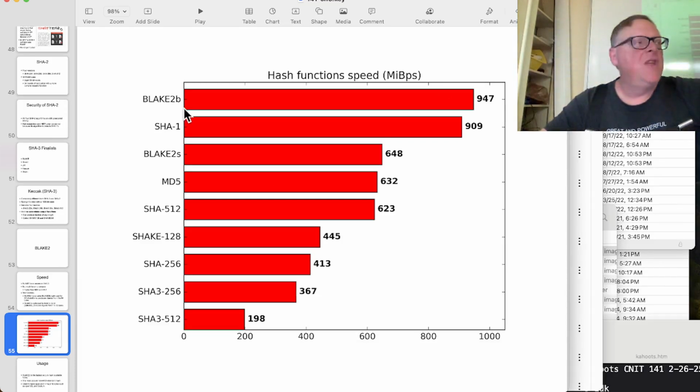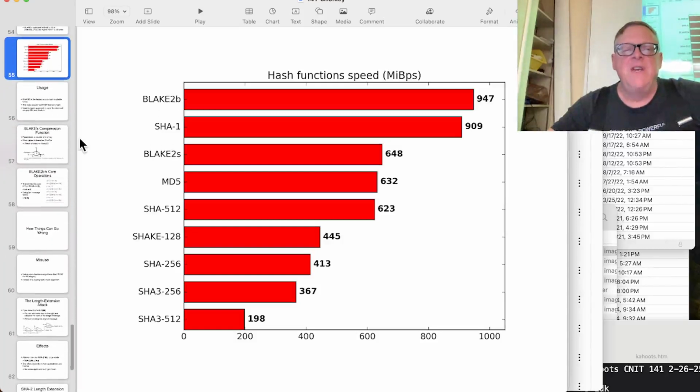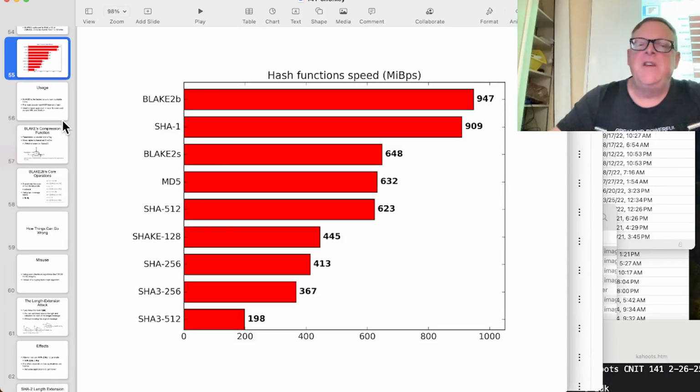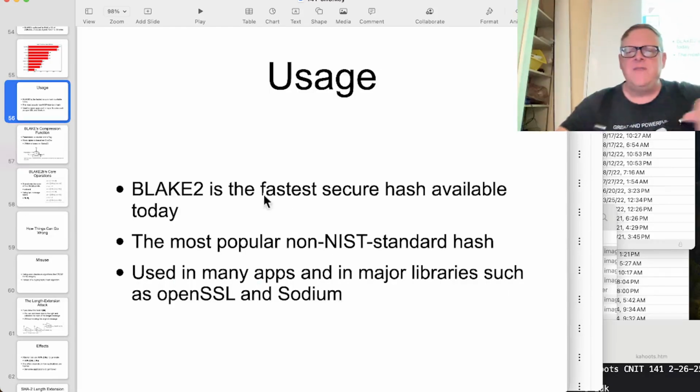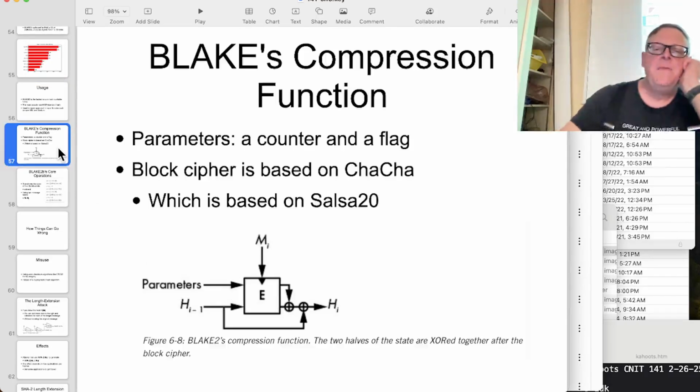So if there were no other issues to consider, we should all be using BLAKE2b, but we aren't because the other one was approved by the government and became a standard. And nobody moves off a standard just because there's something that's a little bit better. You only move off a standard if there's something really wrong with the standard or there's something new that really is a whole lot cheaper. All right, so it's the fastest secure hash available today, and it is being added to some modern libraries like libsodium. All right, so it's got a counter and a flag.